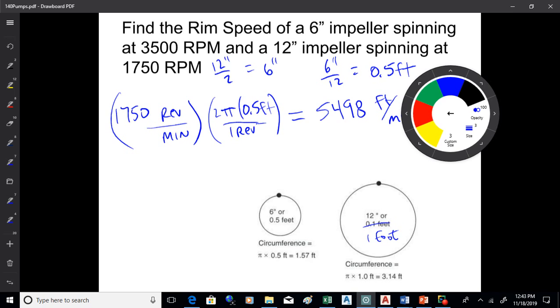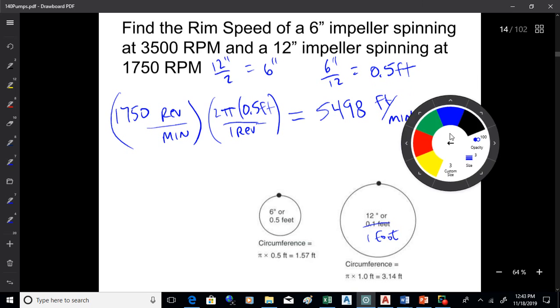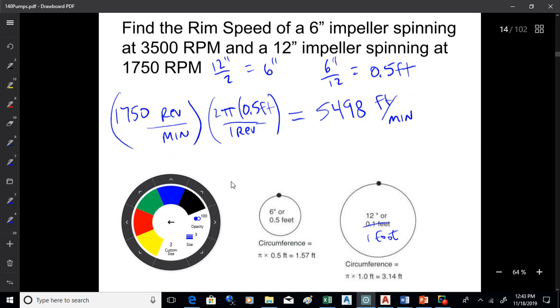Okay, so that's one quick calculation you can run if you're inclined to do that. It's an idea of the rim speed. And then there's another one there that'll tell you basically to find the head developed by a pump. It's the diameter of the impeller in inches times the RPM divided by 1840, squared. All right.